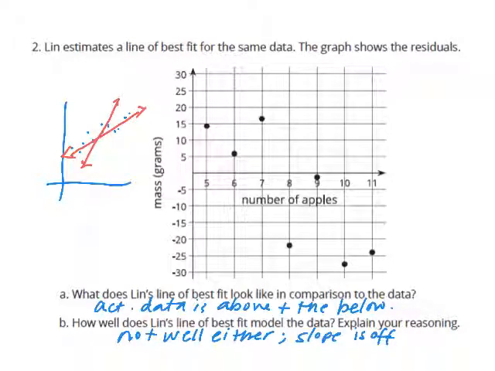But what was happening here with the first line that I had is that you can see the actual blue dots originally were above the line and then they were below the line. And that's what we see in the residuals over here. So how well does that fit? Not well either. The slope is off. You really want them to be evened and very close around 0, 0 for it to be a good line of best fit.